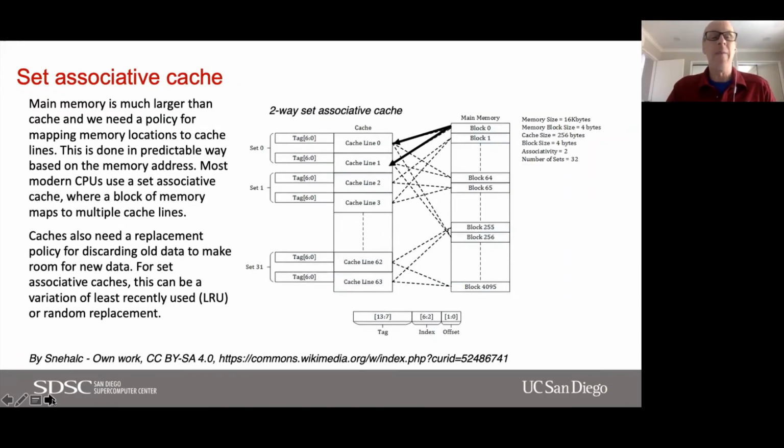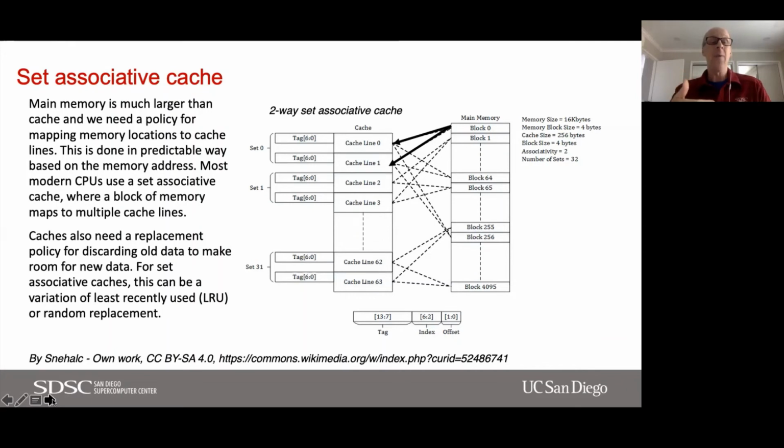I know that this figure is pretty busy, but I'm going to be coming back to it a little bit later. Since main memory is much larger than cache, we need a policy for taking locations in memory and mapping them into the cache. And this is done in a very predictable way based on a portion of the memory address. Most modern CPUs are going to use something that we call set associative cache, where a piece of memory can map to multiple cache lines, but again, in a very specific way. So what we're showing here is a 2-way set associative cache. Modern processors, though, will have much higher set associativity. I believe it's now like 64 or 128.